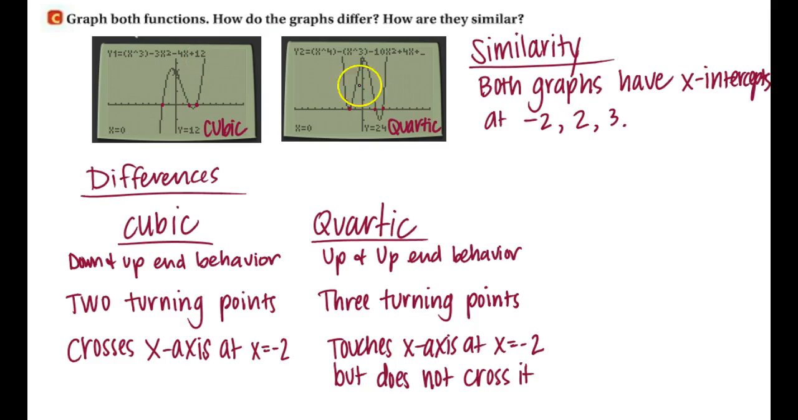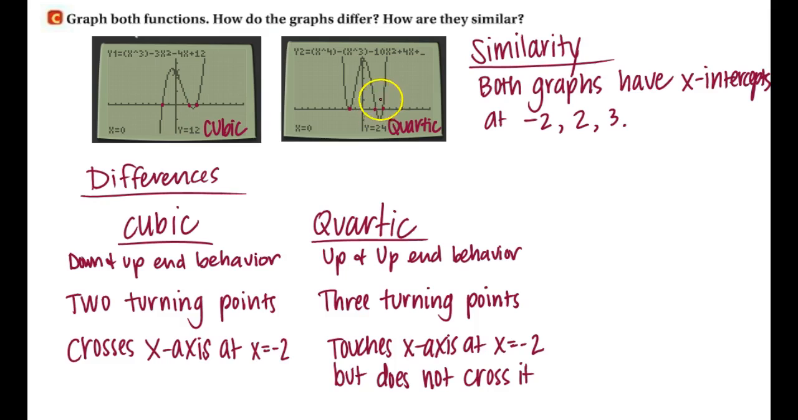The quartic function has an up and up end behavior. The second difference is the amount of turning points. The cubic function has 2 turning points located here and here, and the quartic function has 3 turning points located at this point, and this point.